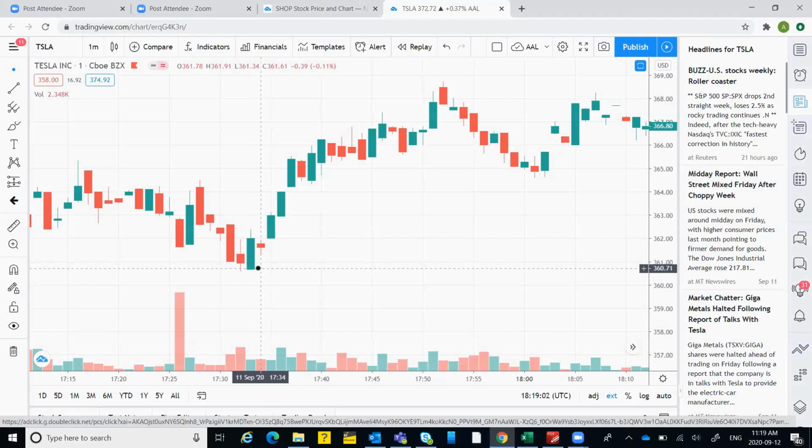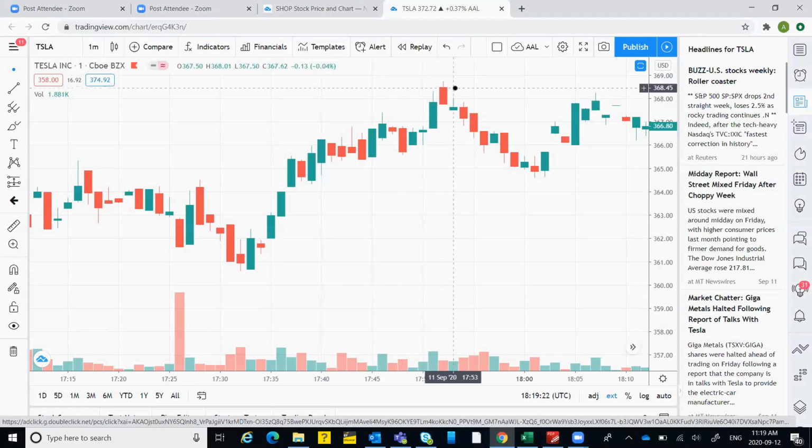1 minute chart, 17:33. What is the price you enter at? Take the next red candle, the highest of the red candle, you enter it at 361, 362. All right, let's take 362. Now, the effect of the candles: within 1 minute, you entered at 362 and you're exiting at what price?